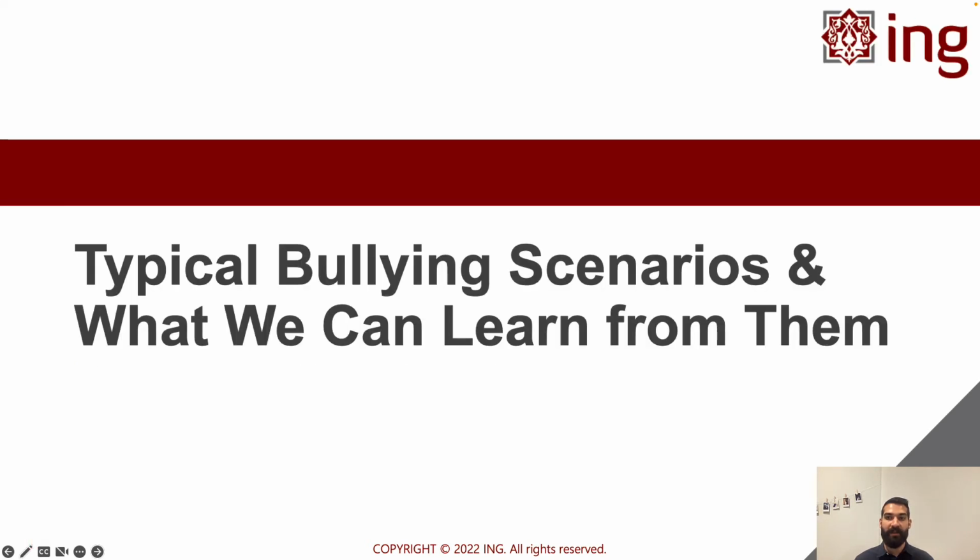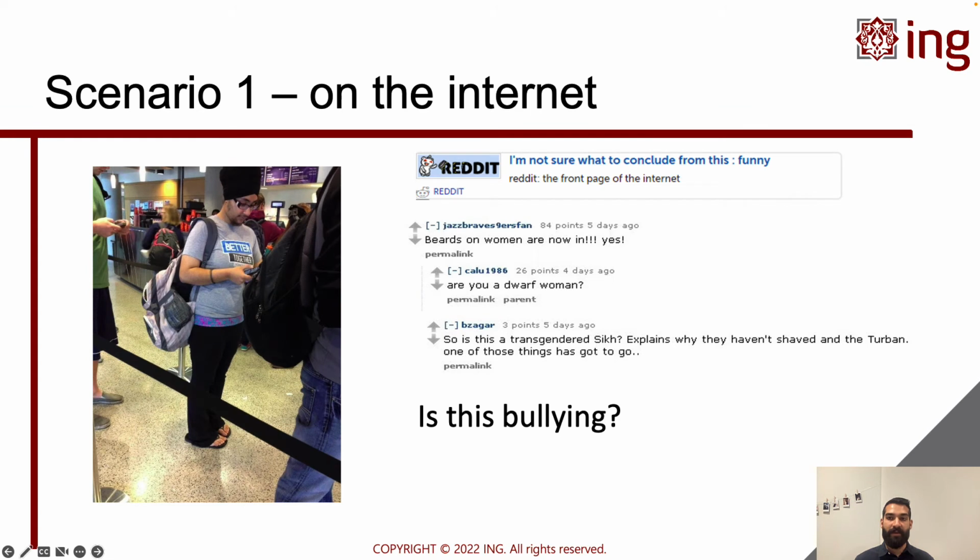We will now go through various bullying scenarios and what we can all learn from them on possible responses and takeaways. Let's first look at a scenario that garnered a lot of attention when it happened. A person on social media posted the following after seeing a sick woman with facial hair wearing a turban. "I'm not sure what to conclude from this. Funny." People then commented, "Beards on women are now in, yes. Are you a dwarf woman? Is this a transgendered sick? Explains why they haven't shaved and the turban. One of those things has got to go." Is this bullying? And if so, what kind?